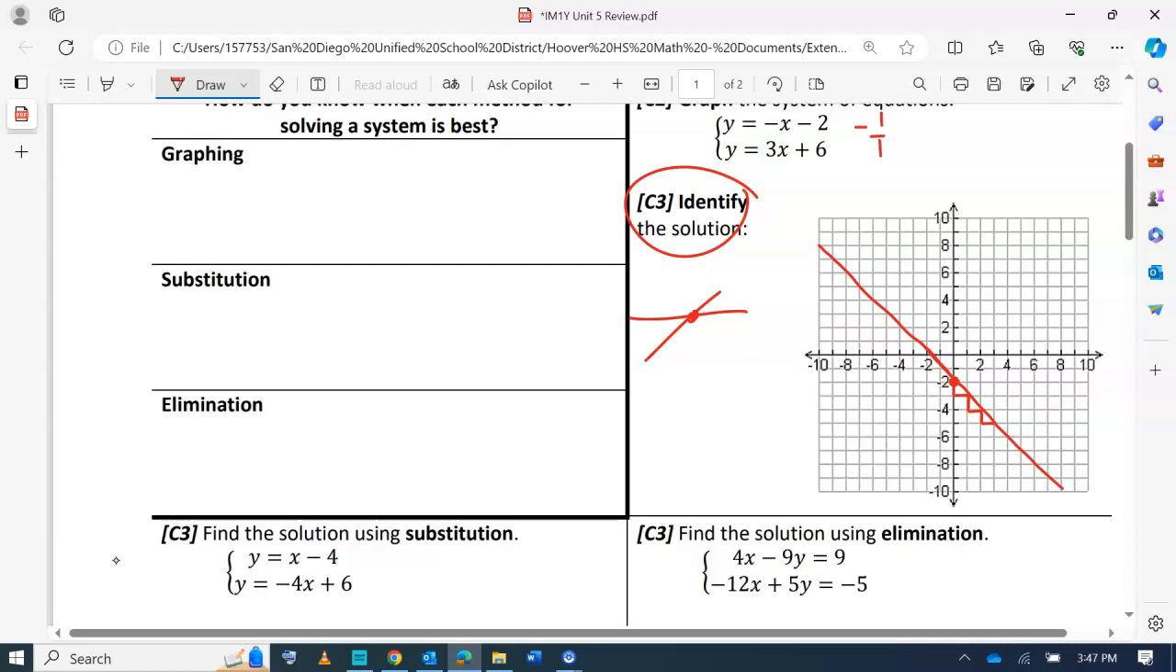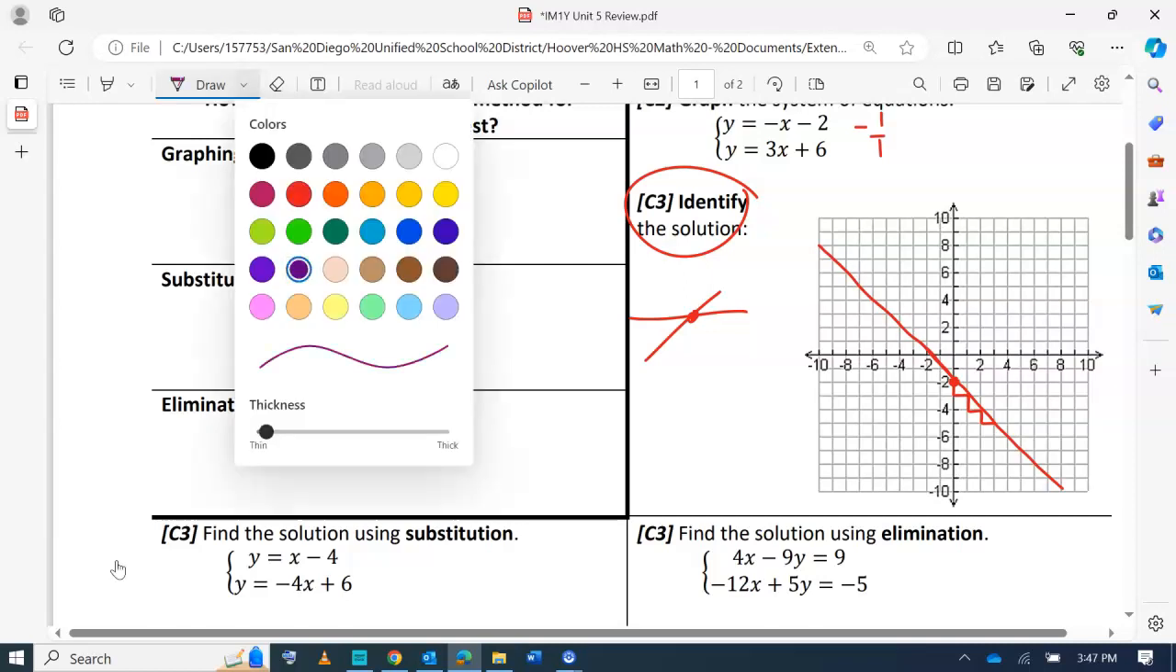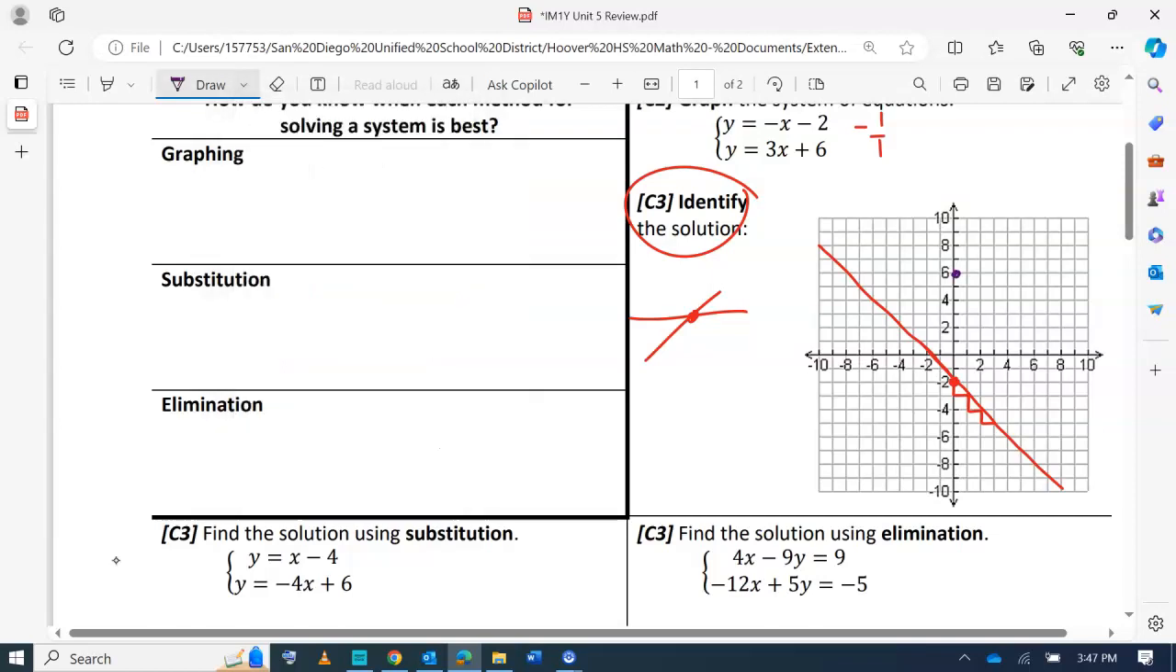There you go. Next one, y equals 3x plus 6. I'll do this one in purple. Positive 6, and our slope is 3 over 1. So up 1, 2, 3 over 1. 1, 2, 3 over 1. And right there is our solution. So negative 2, comma 0.